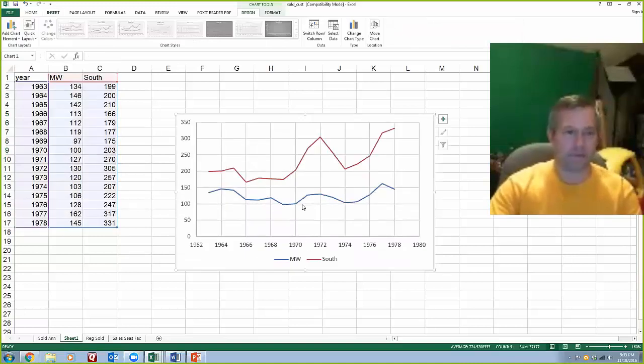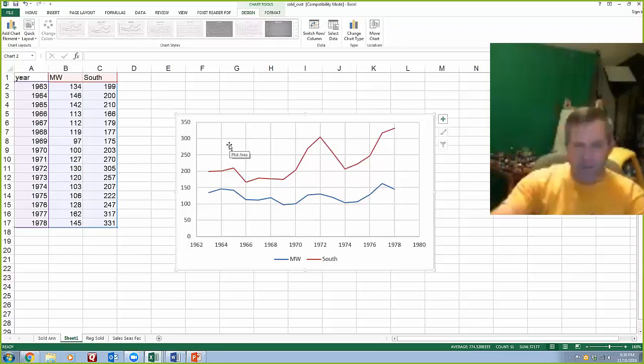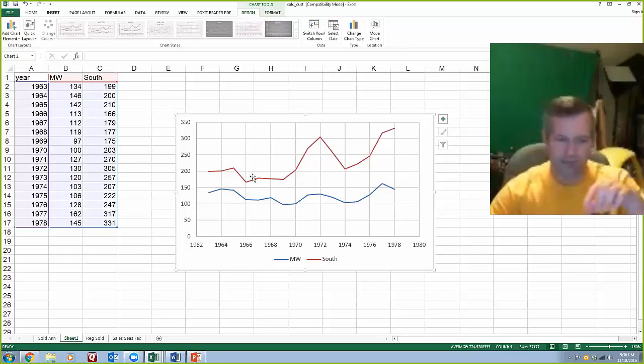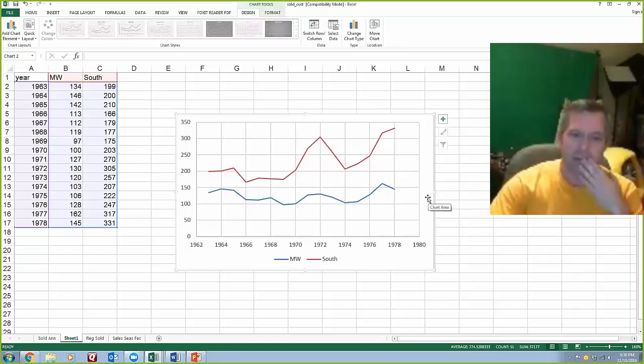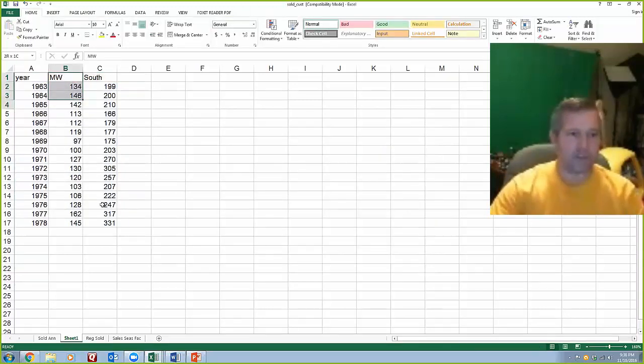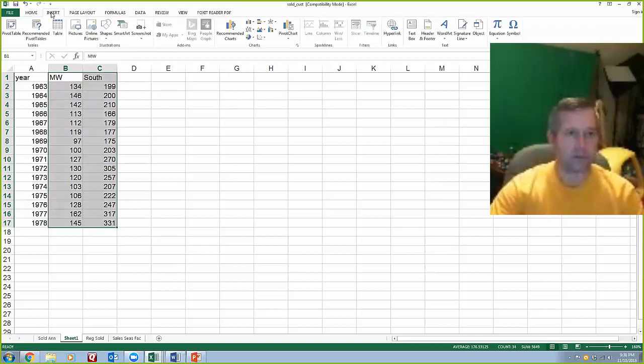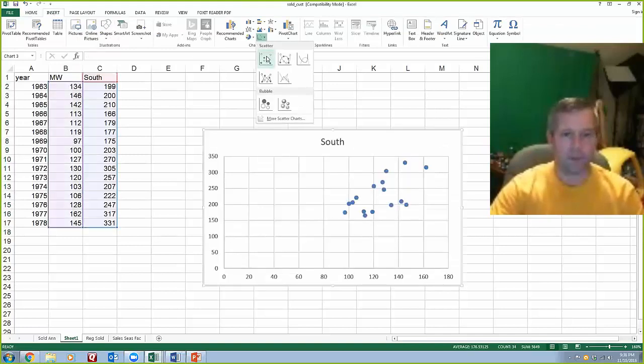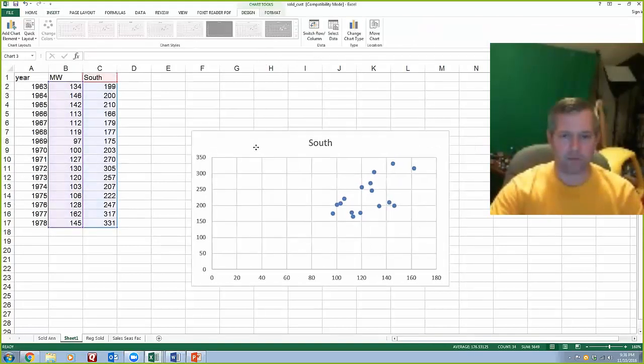So the Midwest is my blue line, and it seems pretty flat over that decade-ish. And my sales in the South started out a little bit flat, but increased at the end. And I guess the Midwest did similar things too. So I could look at these two trends by looking at these two lines by themselves. Another thing I can do, though, is to look just at the data like this, without the years in there, and do some dots like this.